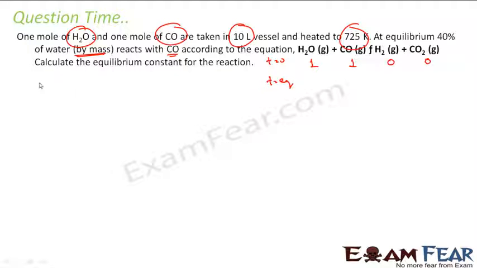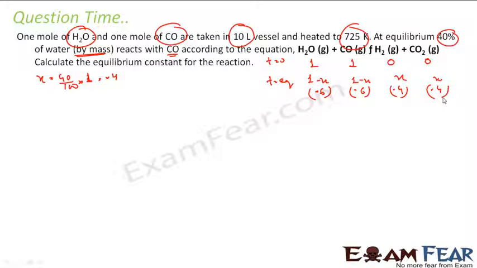So at equilibrium this becomes 1 minus X, this becomes 1 minus X, and this becomes X, and this becomes X. Normal formula we are using, right? We are assuming that X mole is used, X mole of the other reactant will also be used, because all have the same stoichiometric coefficients, so reactants X moles will be used and product X mole will be created. So X is nothing but 40% of 1 mole, because 40% of water is used and water was 1 mole. So X is 0.4. This becomes 0.6, this becomes 0.6, this becomes 0.4, this becomes 0.4.